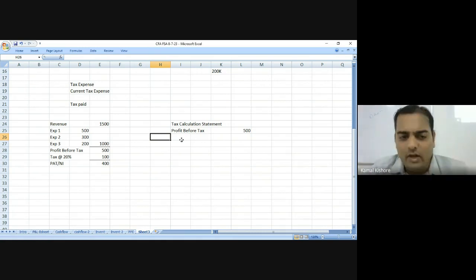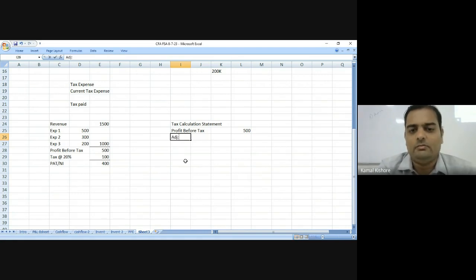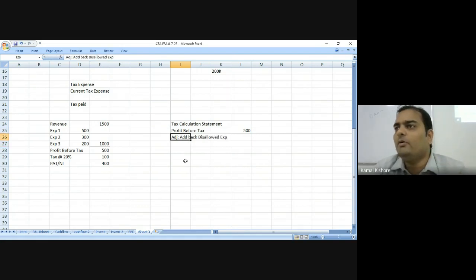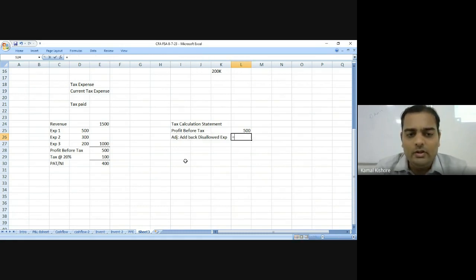Why do those adjustments come? For example, let's say this particular expense is a penalty which you paid for violating some law. Now that penalty which you paid is an expense for you, so you are putting it in your P&L and showing it as an expense. But what the tax guy says is such penalties are not allowed as expenditure. So adjustment: add back disallowed expense. That means that expenditure is not allowed as an expenditure for income tax. So what they will do is add this back.